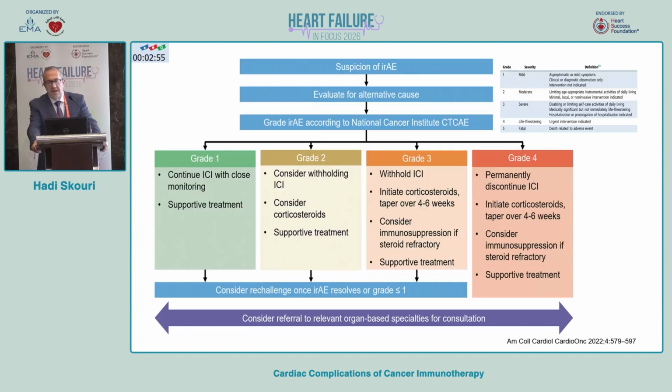Usually when we suspect an immune-related adverse effect, we have to evaluate for any alternative cause, and we have to grade them from grade 1 to grade 5. Mild asymptomatic or mild symptoms is grade 1. Moderate is limiting age-appropriate activities, etc. Grade 4 is life-threatening and needs intervention, and grade 5 is death-related adverse event.